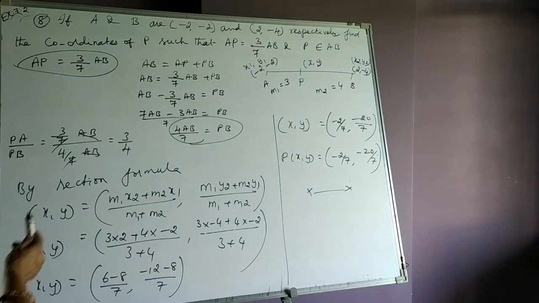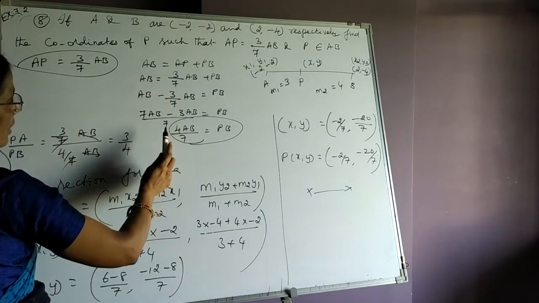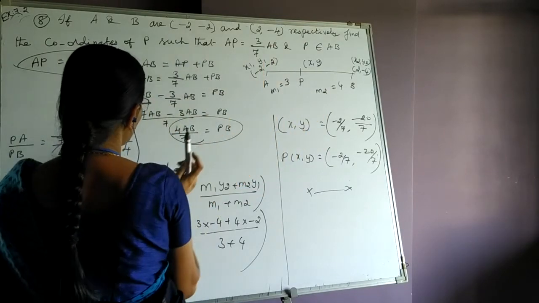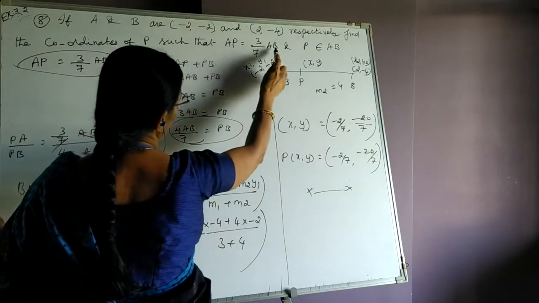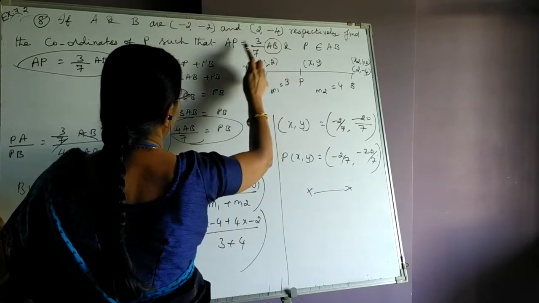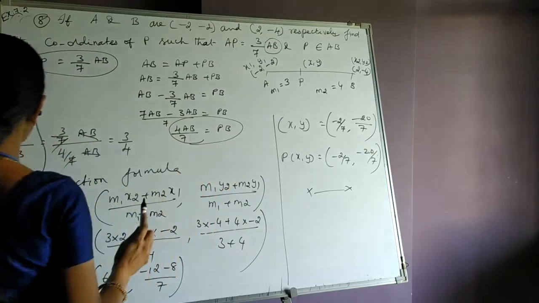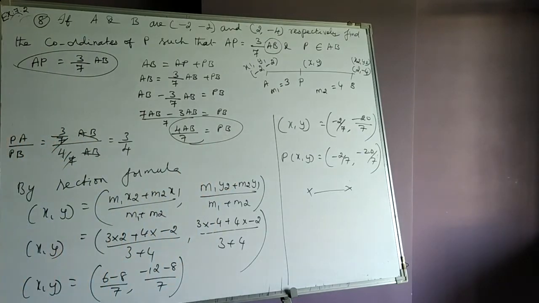So here this is the main part, we should remember this one. The ratio of AP and PB is given, directly we can take this as M1 and M2. But here AP and AB are given, remember this. Therefore, first we have got PB. PA is already given in the question. We got the ratio of PA and PB. This is the main point over here.